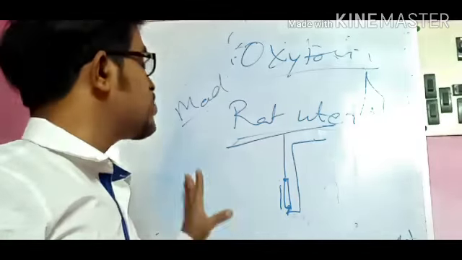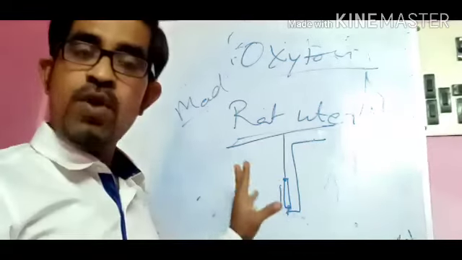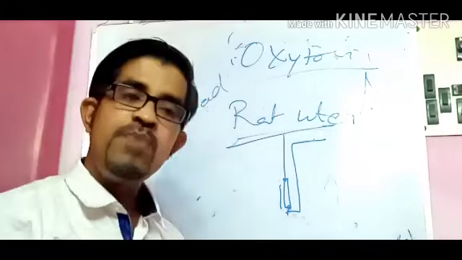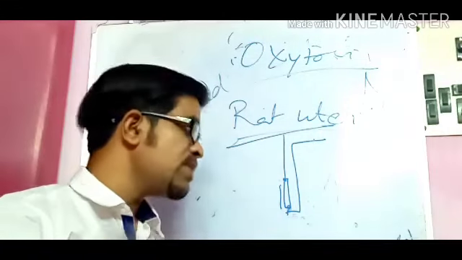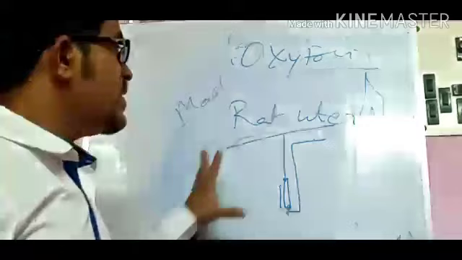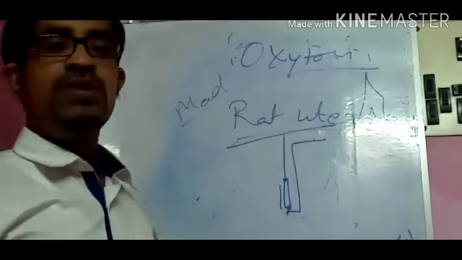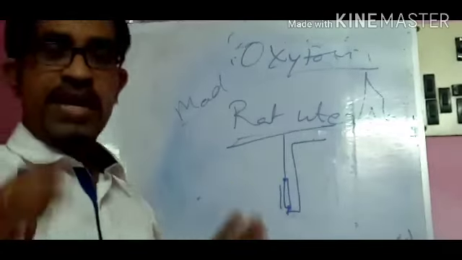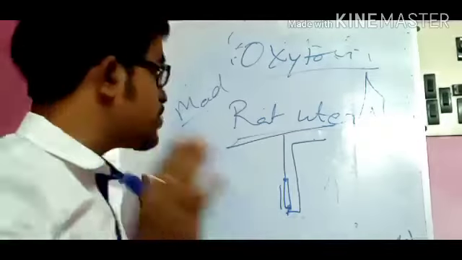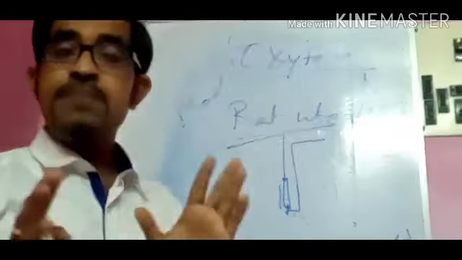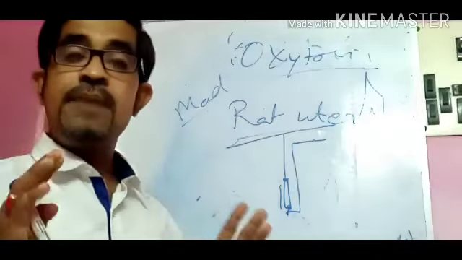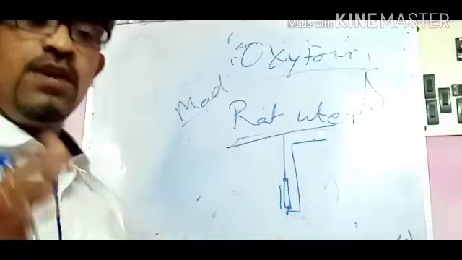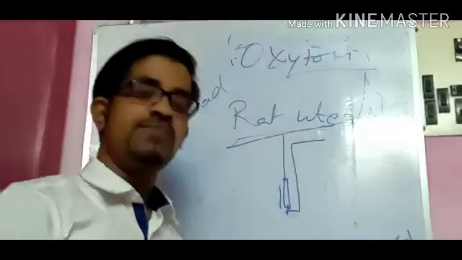In this oxytocin bioassay, the model you are going to follow is the 3-point bioassay method. This is the best method, and along with that you have to take the rat uterine strip. Remember that the physiological salt solution you use is Krebs-Henseleit solution. Krebs-Henseleit solution is best for the rat uterine strip method.